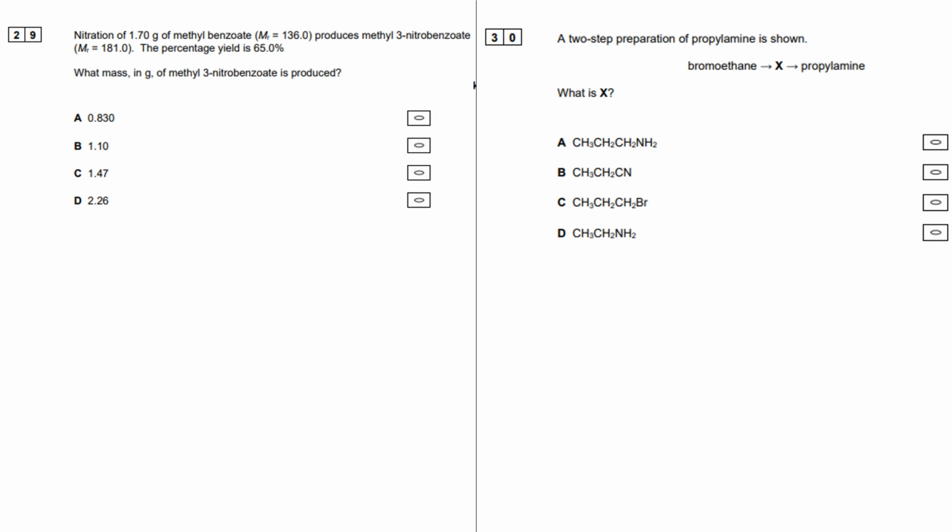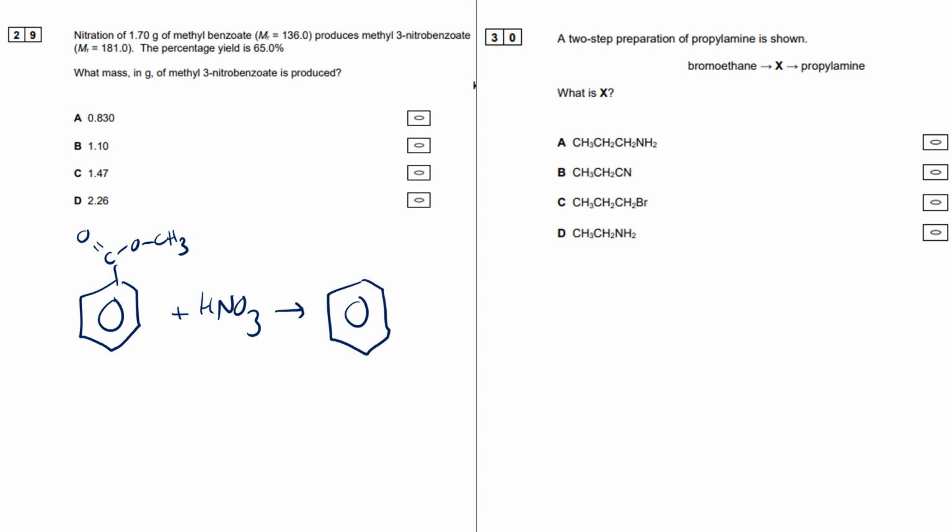Nitration of 1.7 grams of methyl benzoate. So methyl benzoate is an ester of benzoic acid. We're nitrating it, so we're adding nitric acid, and we're going to add an NO2 group on at carbon 3 there. So this is our overall equation. Writing it out just so you can see, but it is a 1-to-1 ratio of reactants to products.